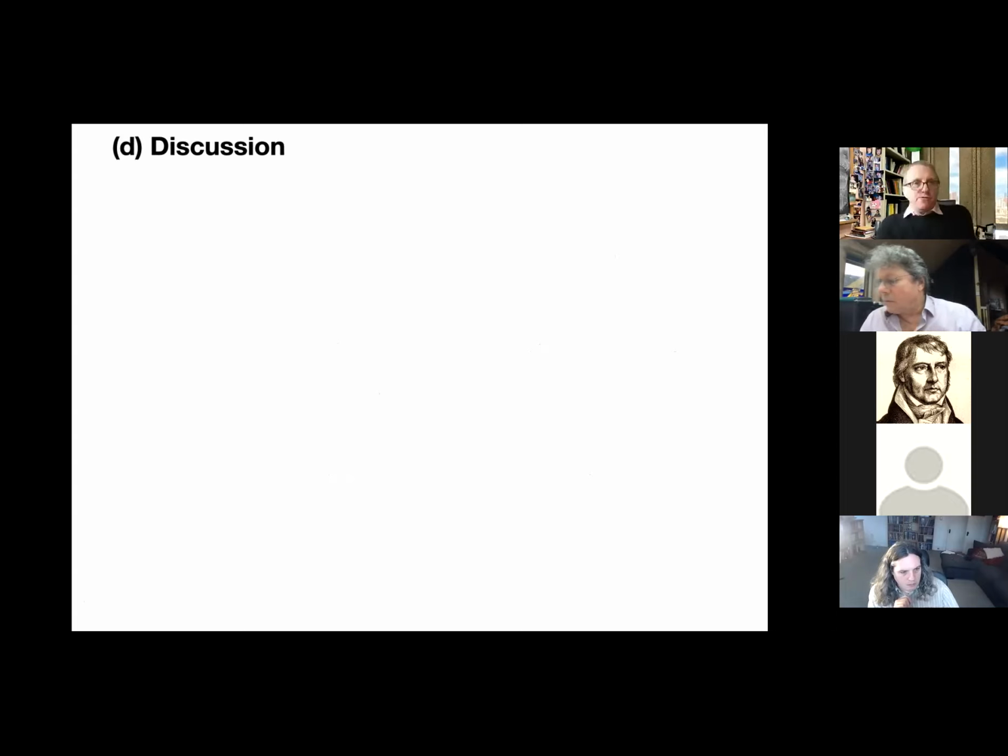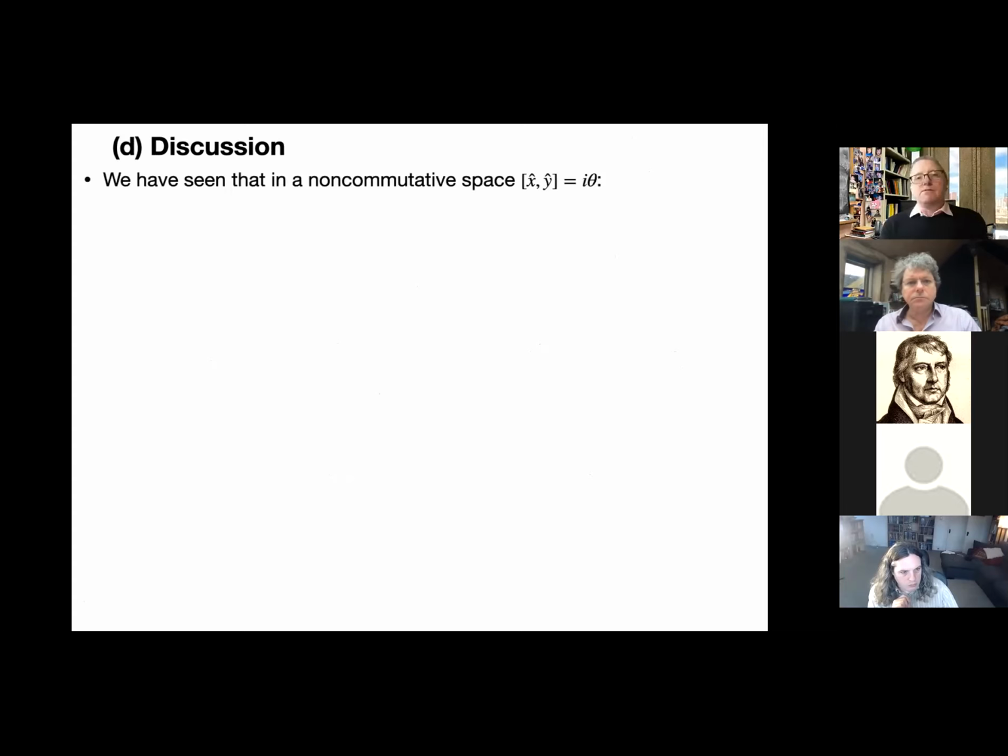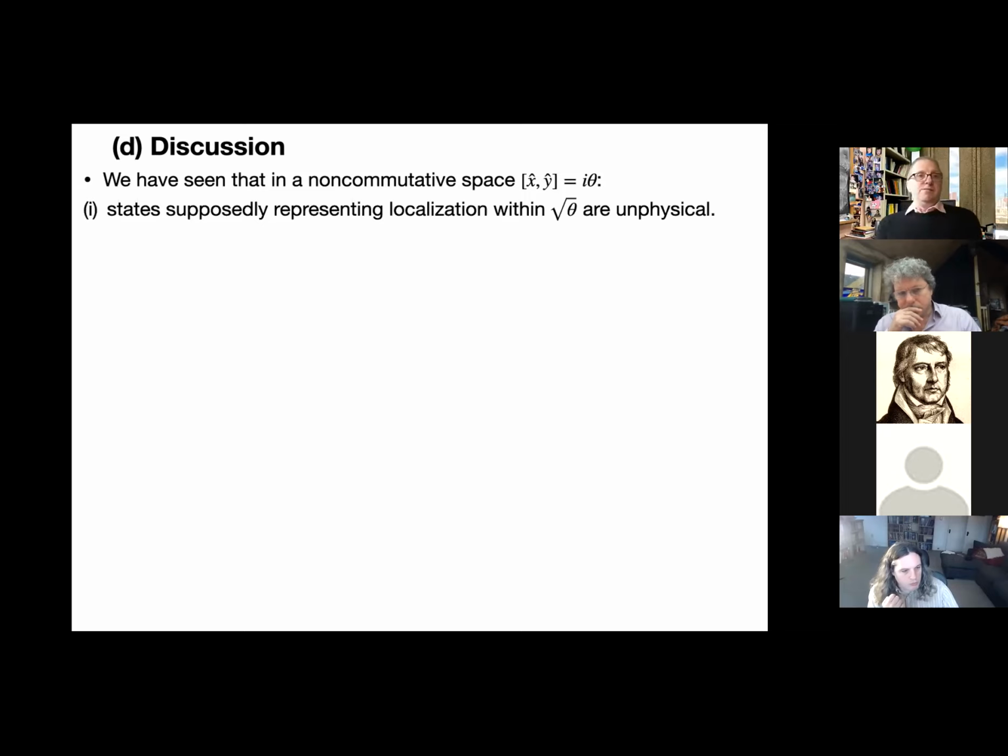So let me review what we've shown, and then talk a bit about some of the consequences. I've told you what a non-commutative or quantum space is to some extent. The first result showed that if we have states supposedly representing localization within the commutation scale, they will turn out to be unphysical. They will have negative probabilities. We've just seen that if you try to describe a measurement that will localize a system within the commutation scale, things go crazy. You end up with non-physical results. Not surprising, given the first point.